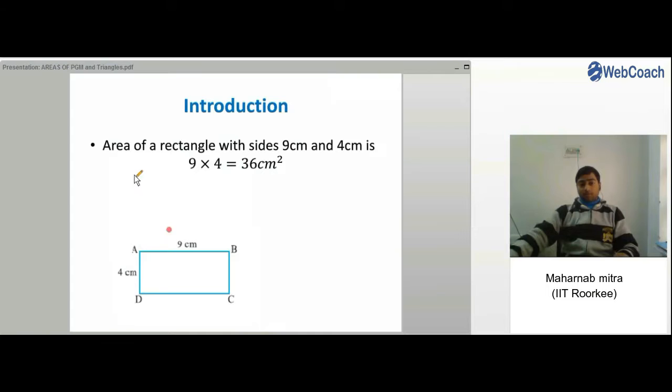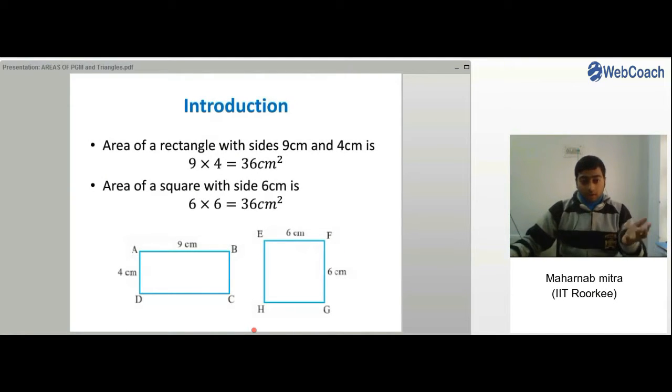Let us see one example. Area of a rectangle with sides 9 cm and 4 cm is 9 into 4, which is 36 cm square. You can see here 9 into 4, 36 cm square, right? The area of this rectangle. Now if we find out the area of a square with side 6 cm, we actually get the same area, 36 cm square, right? 6 into 6, 36. So you have seen that if the areas are the same, not necessarily both the figures have to be the same.